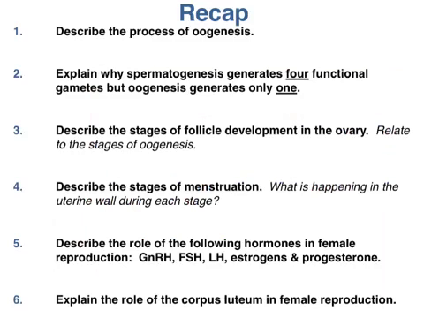So after studying this video, together with the female reproductive anatomy video, you should be able to describe the process of oogenesis and compare it to spermatogenesis. You should also be able to describe the stages of follicle development and the stages of menstruation, or to be more precise, the stages of the uterine cycle. You should be able to relate these to each other as well as relating them to the stages of oogenesis. You should also be able to describe the role of GnRH, FSH, LH, estrogens, and progesterone in female reproduction, and talk about the corpus luteum, why that's important.